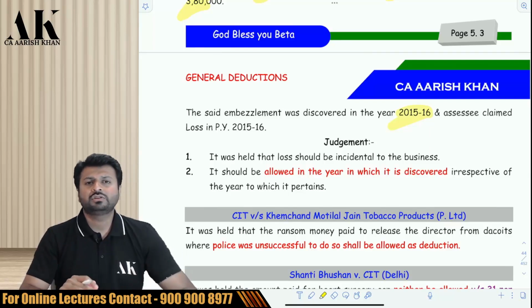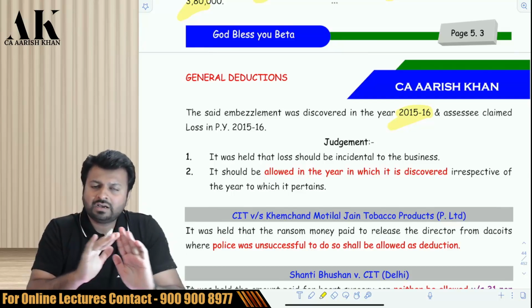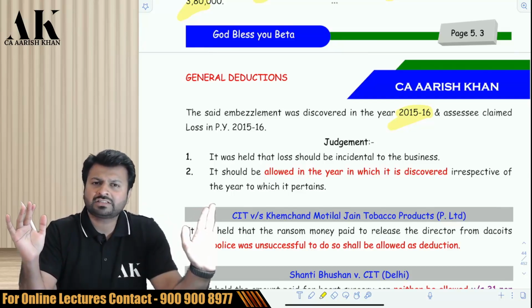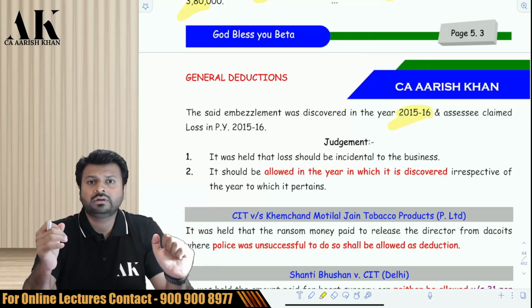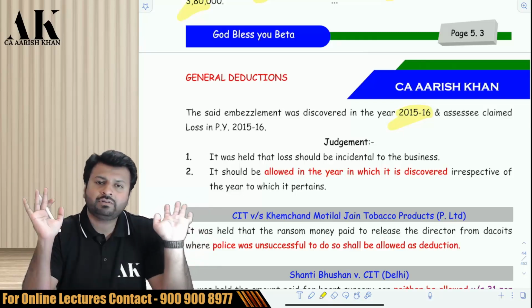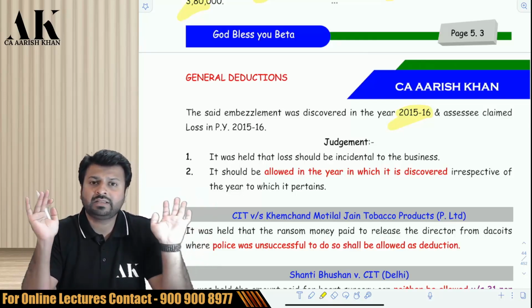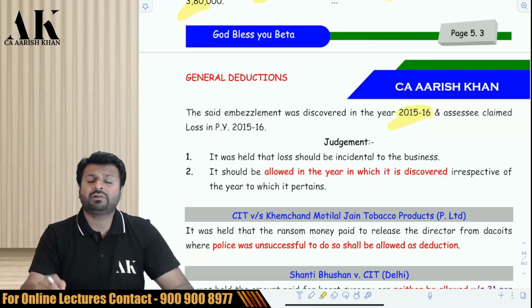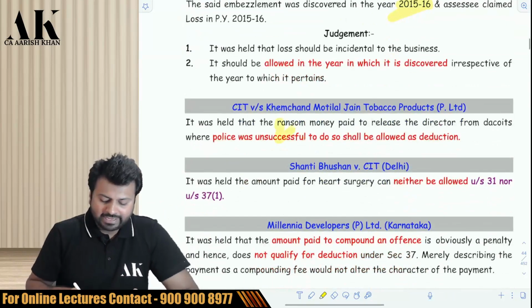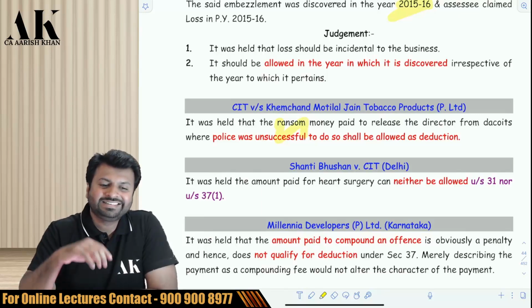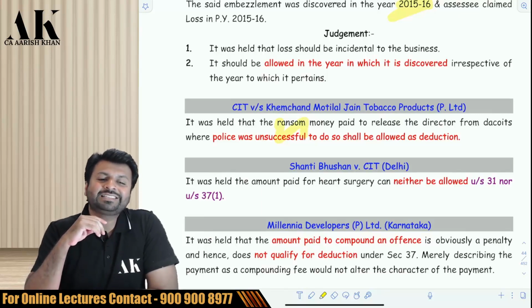Don't worry. In the first 3 years, the clerk misappropriated a huge amount of cash, 10 to 12 lakhs. In the fourth year, he got caught. When the company asked him where the money is, he said that he has lost the money, he has used the money, he doesn't have the money. So this is a loss to the company, and it will be allowed as deduction to the company. Don't worry. Next one is Khemchand Motilal Jain Tobacco Product Limited.